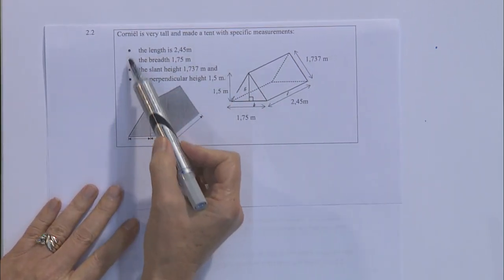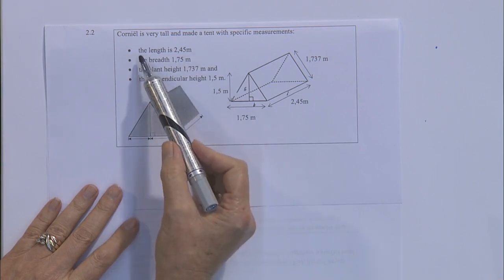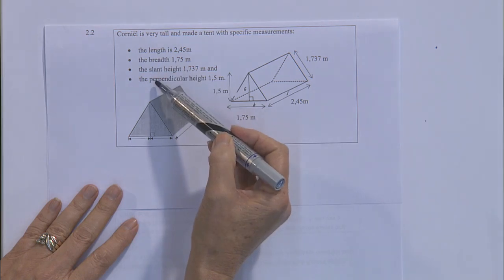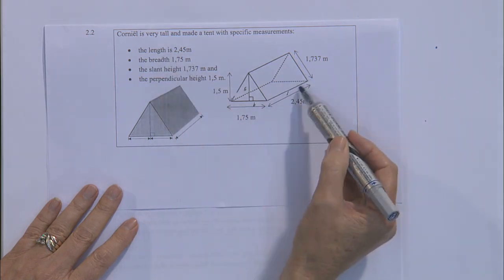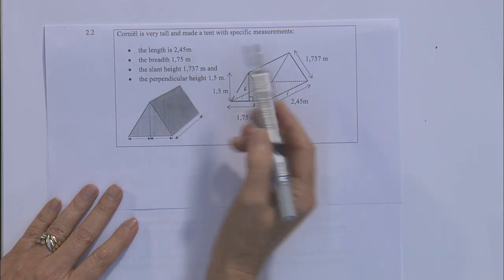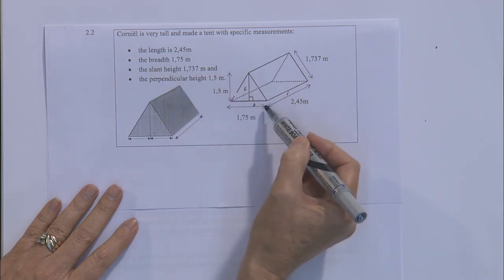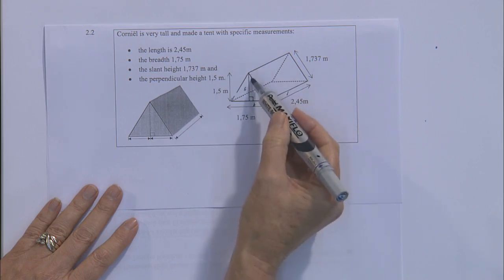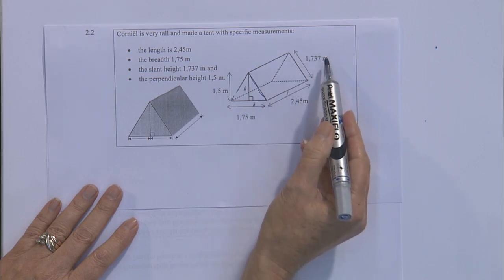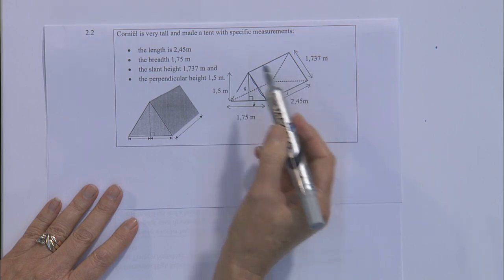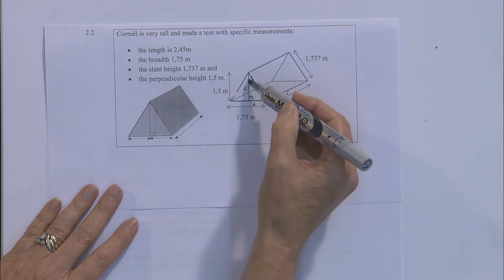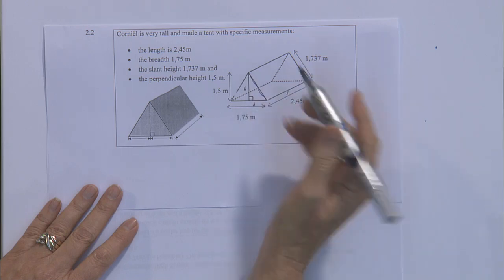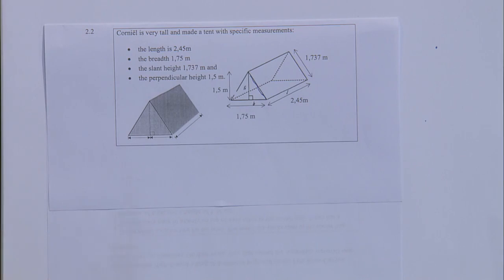They give you lots of bullets and information. The length is 2.45, so they give it to you in bullet form, but they also give it to you on the diagram. The breadth is 1.75. The slant height is 1.37 meters. And the perpendicular height is 1.5 meters.